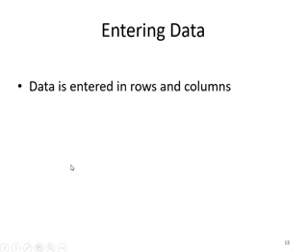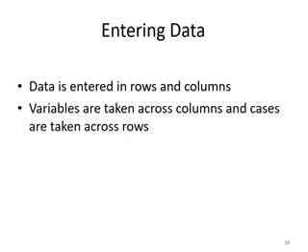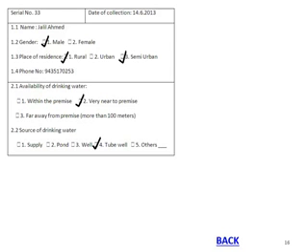Now, entering the data. When we enter the data in the computer, it is done in the form of rows and columns. Along the rows are the observations, along the columns are the variables. Variables are taken across the columns, cases are taken across the rows. I have an example here. Suppose I am collecting data.